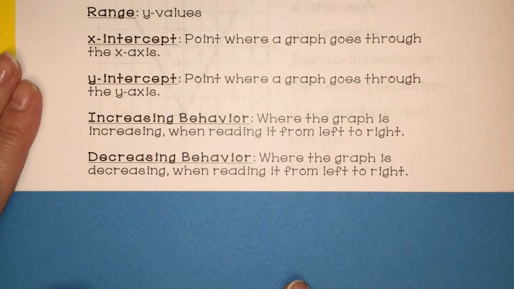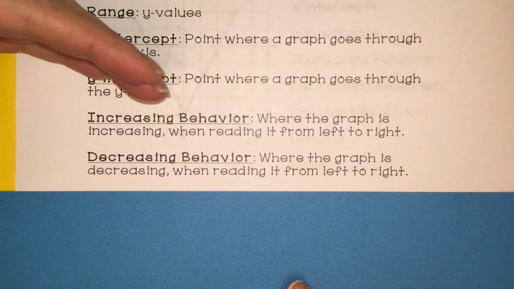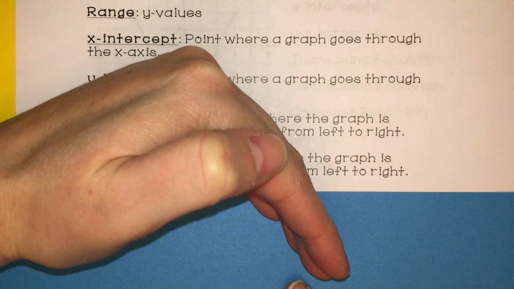Then we have decreasing behavior, where the graph is decreasing or going down when reading it from left to right. So as you're going left to right, anywhere where your graph goes down.